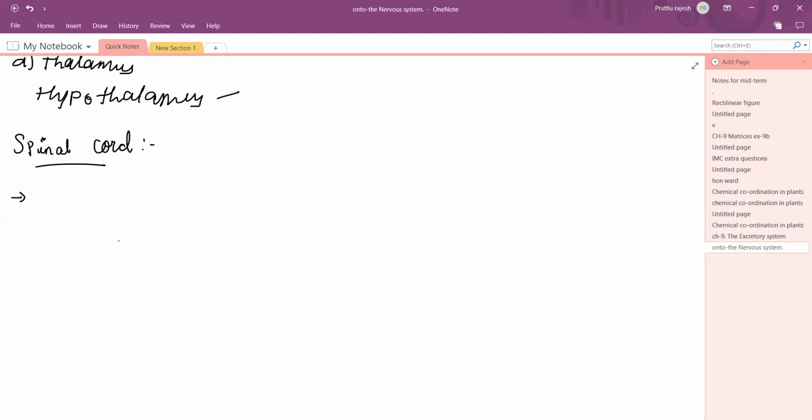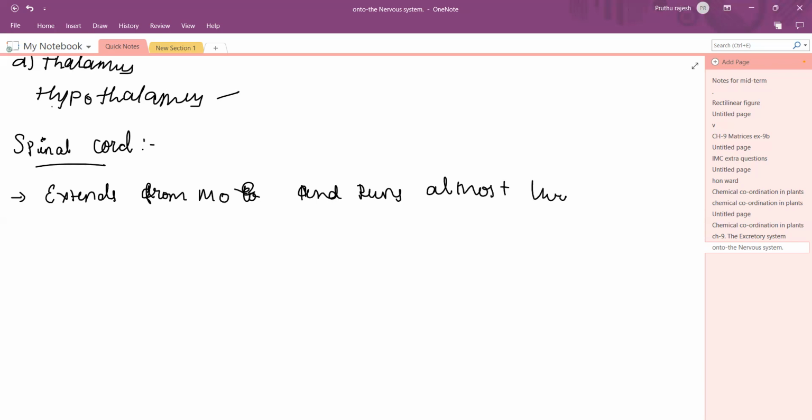So first point is, it extends downward from medulla oblongata and runs almost the length of the backbone.